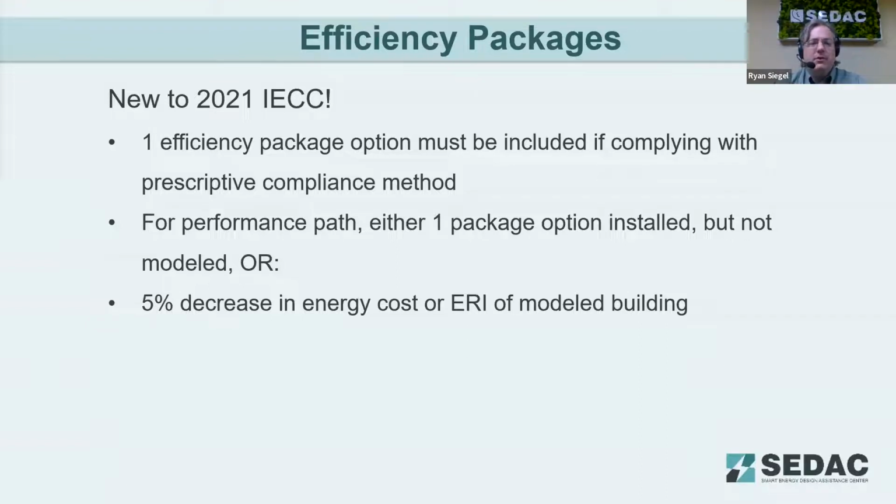Also new for the 2021 IECC, you now have to add an efficiency package for compliance with this. Now, if you're doing a performance path, you either have to decrease energy beyond just a base code, or you have to model it without the additional efficiency package, and then you have to go ahead and install one that's not shown as part of your model. So that means that your performance should be better than your model if you've installed this additional efficiency, even though you didn't model it.